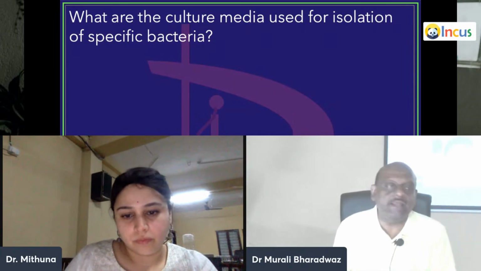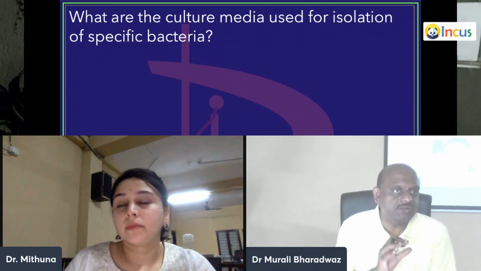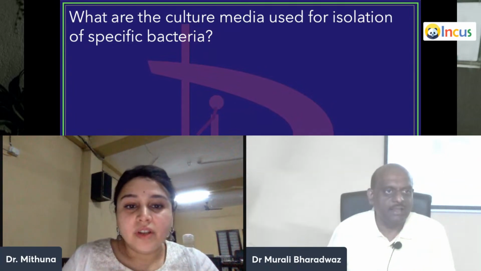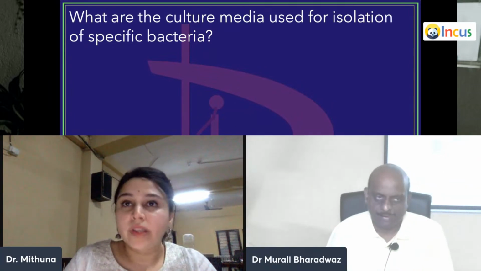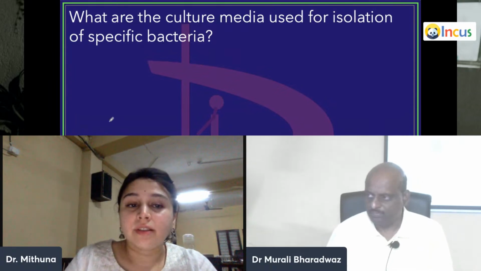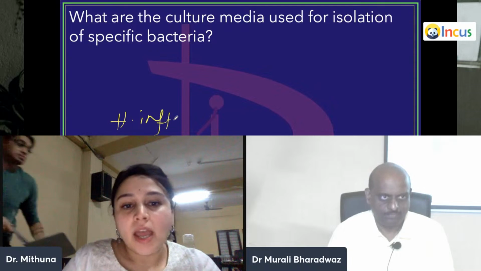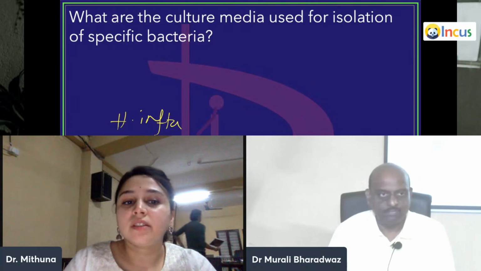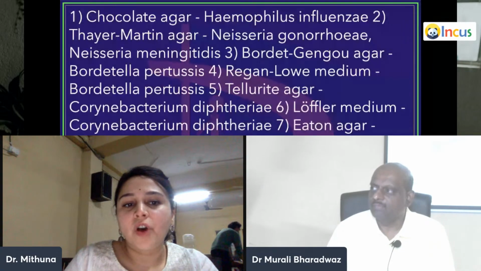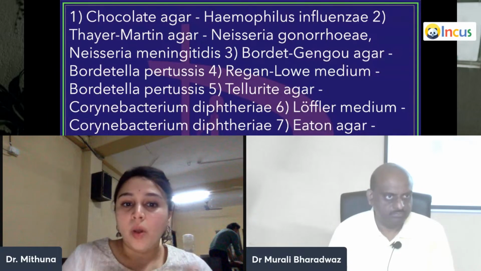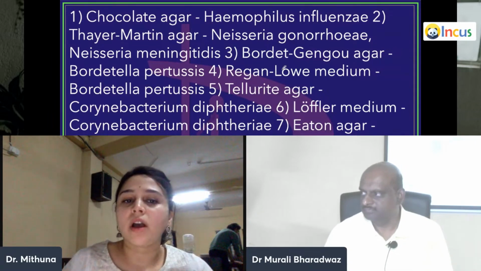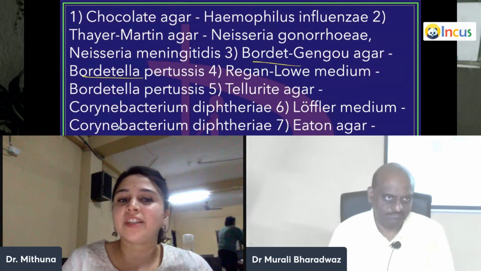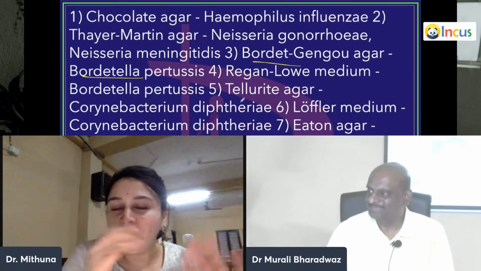What are the culture media used for isolation of specific bacteria? Firstly, sir, for Haemophilus influenzae, which causes otitis media in children, we use chocolate agar. For Neisseria, whether Neisseria gonorrhoeae or Neisseria meningitidis, we use Thayer-Martin agar. For Bordetella, it is in the name, sir: Bordet-Gengou agar. You can also use Regan-Lowe. All those foreign, tongue-twisting names are used for Bordetella. That's how I remember, sir.